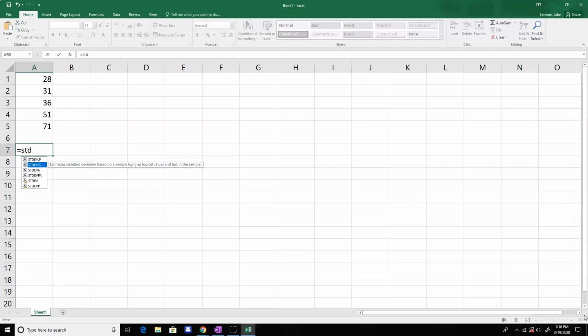The difference basically is if it's a population, you divide by n, the number of data points, and if it's a sample, you divide by n minus 1. So let's do standard deviation .s.